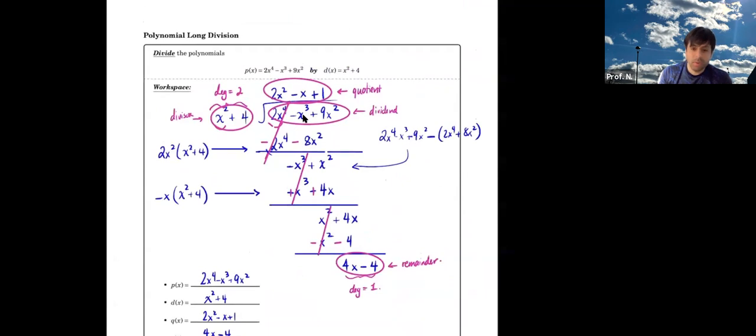So let's go back. This step here results in x squared plus 4x, correct? Then we ask ourselves, what multiplies x squared to give me x squared? Well, it's only 1. 1 times x squared gives me x squared. So I multiply 1 by this whole divisor, and we get x squared plus 4.